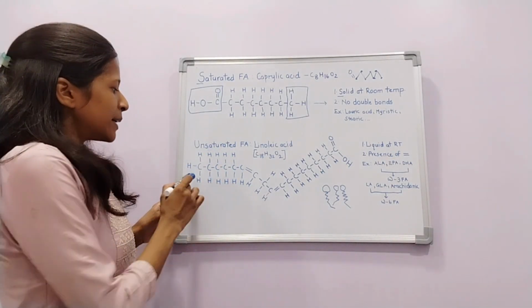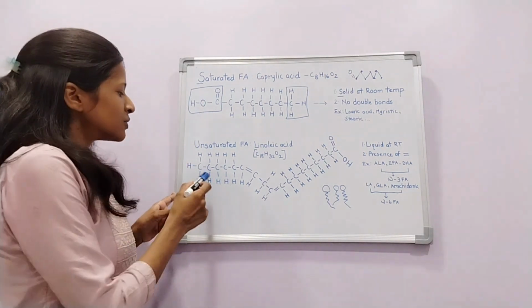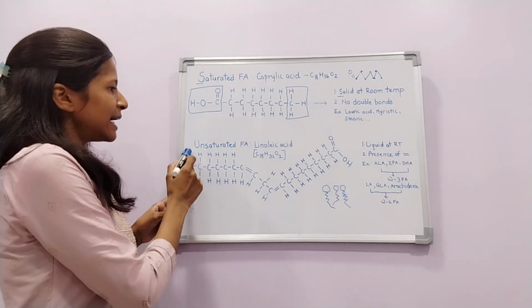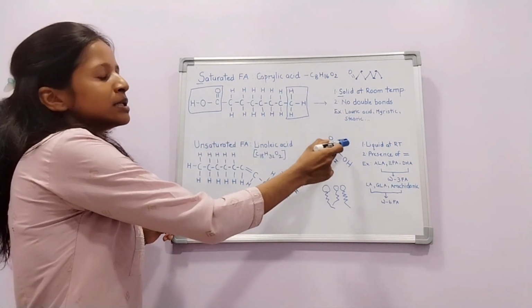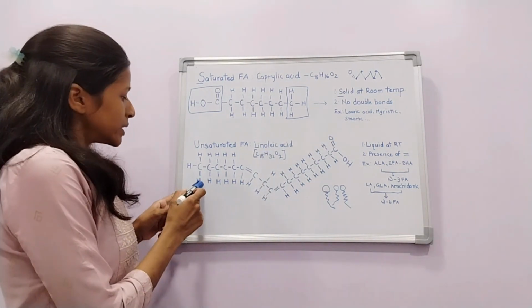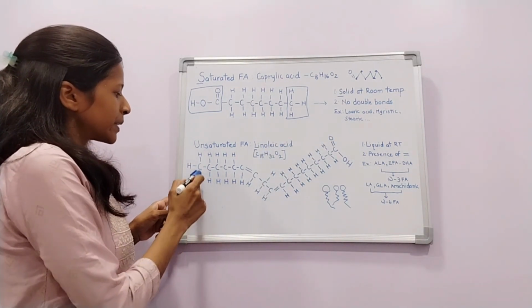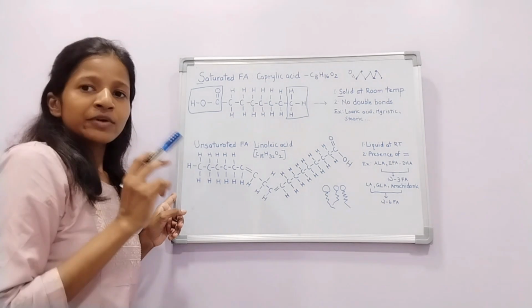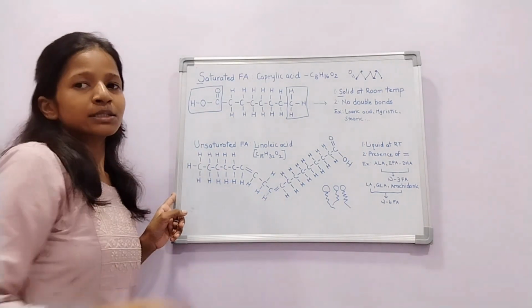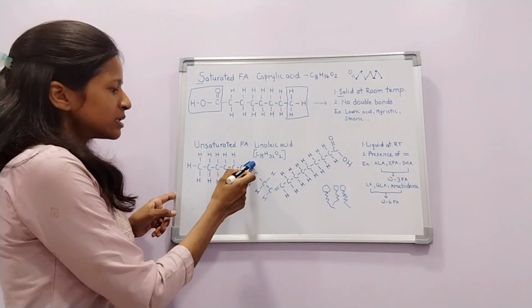And always remember, when we are giving the numbers, we have to start from the CH3 end, not from the COOH end. So here is the methyl group. We are counting the first double bond, not the second or the third double bonds. Now here is the first double bond.